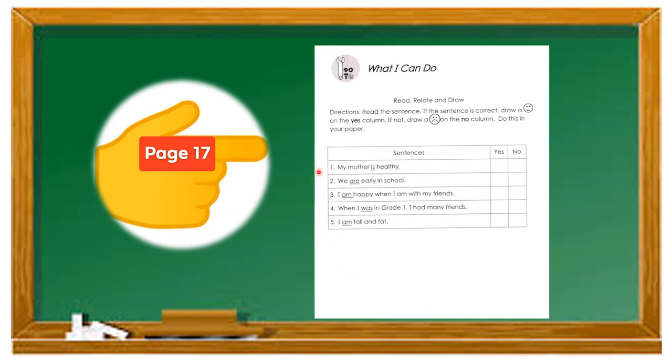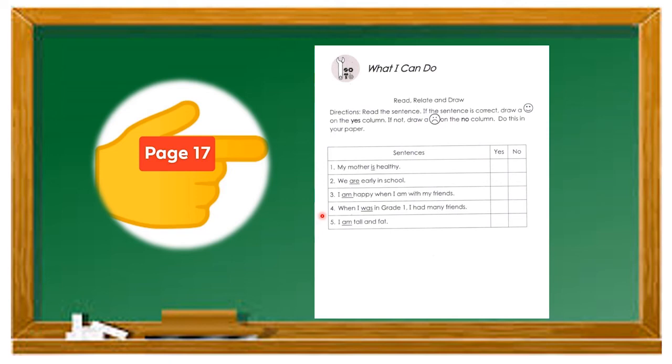Sentence number 1. My mother is healthy. Is this correct? Yes or no? Number 2. We are early in school. Is this correct? Yes or no? Number 3. I am happy when I am with my friends. Is this correct? Yes or no?